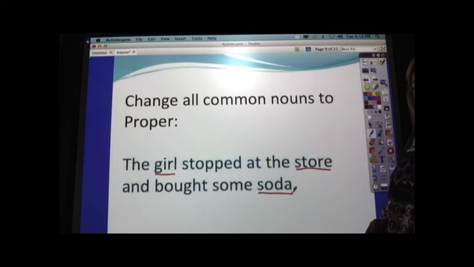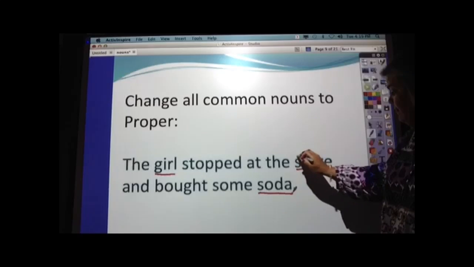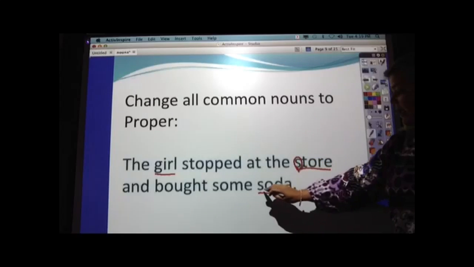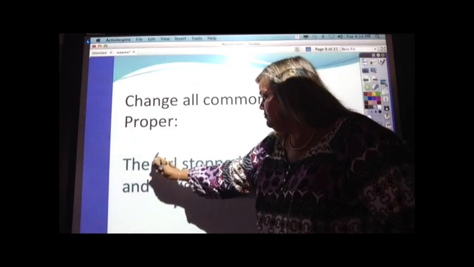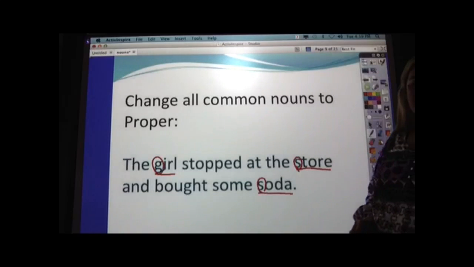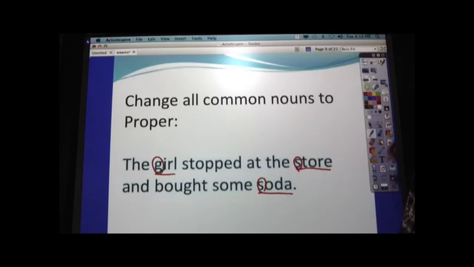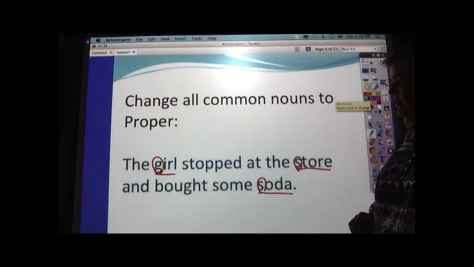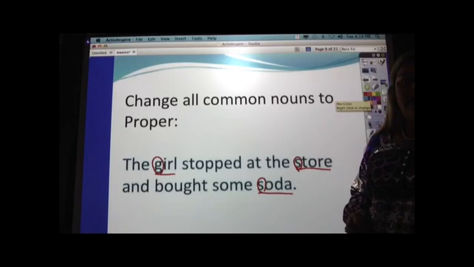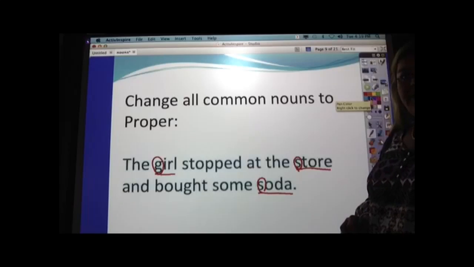These are all what type of nouns? That's right. They're common nouns. They're not specific, okay, and they are not capitalized. Now we want to make these boring common nouns more specific. Let's make them into proper nouns. Okay, so instead of saying the girl, how could we substitute that and make it a proper noun?